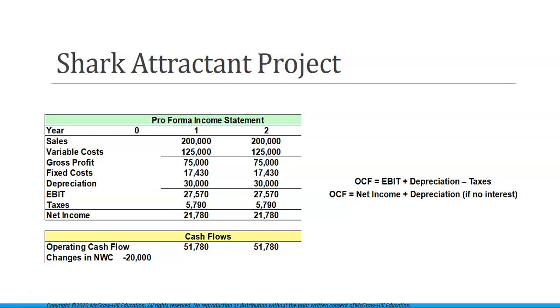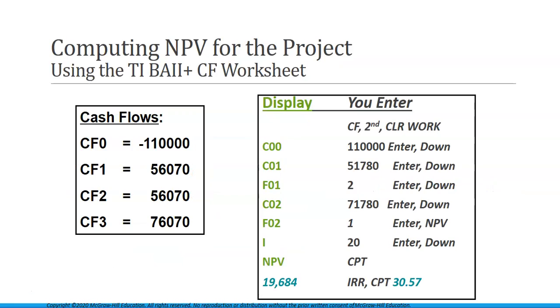Our operating cash flows then were calculated by taking the earnings before interest and taxes plus depreciation minus taxes. If we're using a financial calculator or a scientific calculator, this is how we would enter the information in order to calculate the net present value and the internal rate of return for this project.